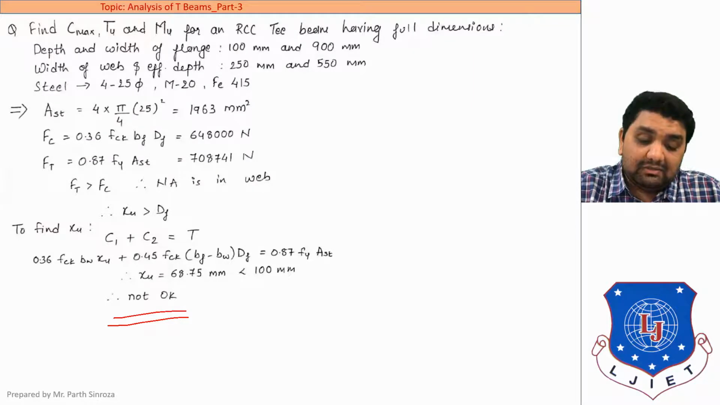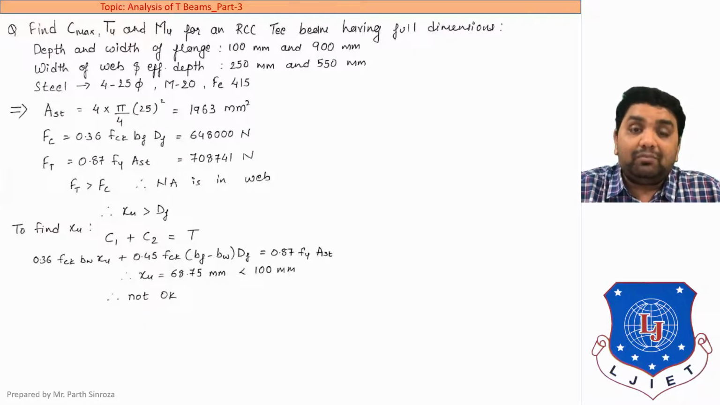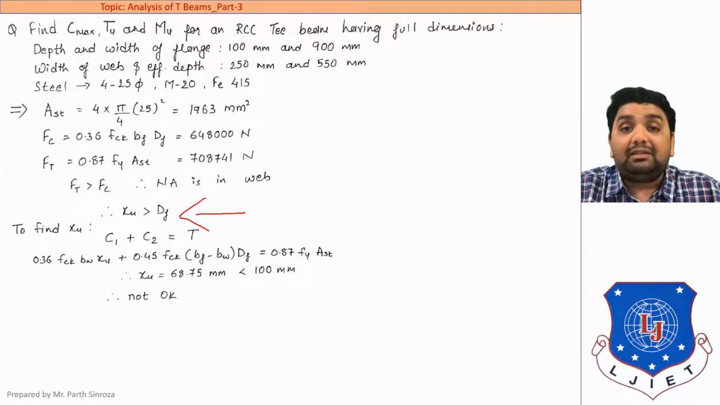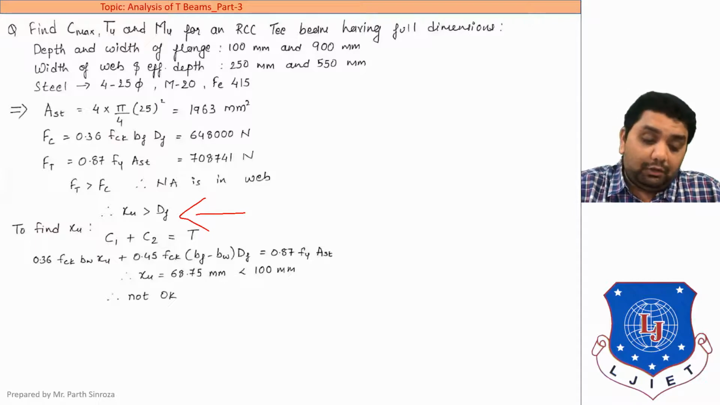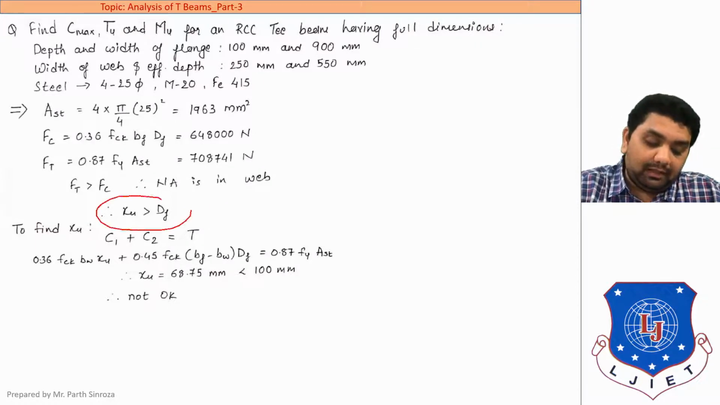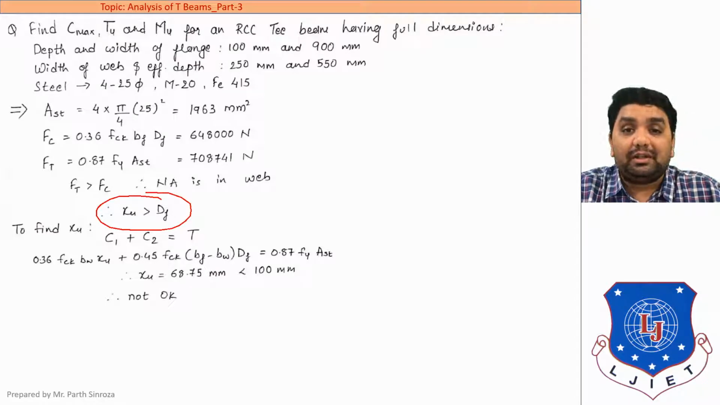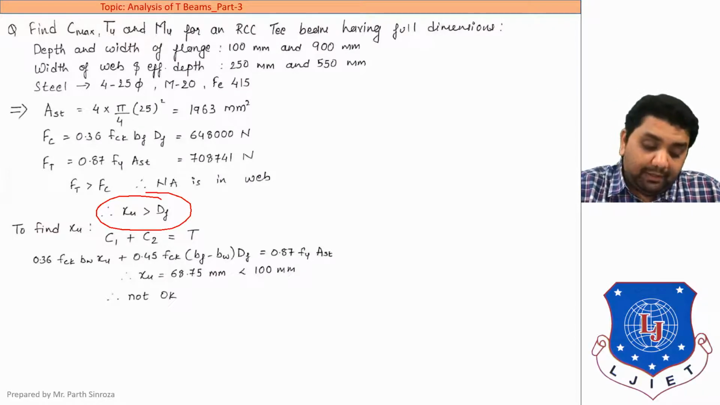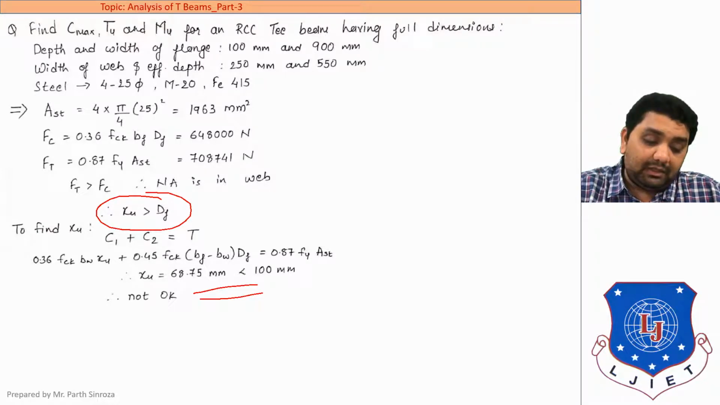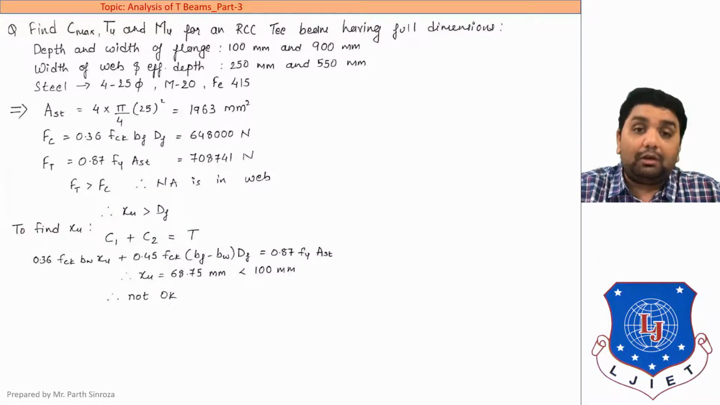Up till now our question is not satisfying the conditions. You will encounter this problem only and only when the equation becomes XU greater than DF, and by solving the method we are getting that XU is less than DF. So now you need to find the value of XU again using the same equation.